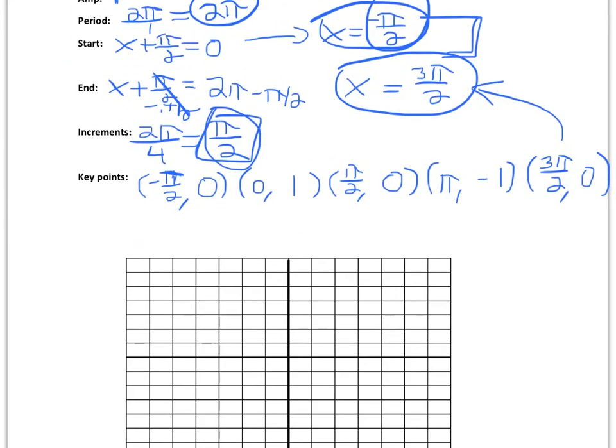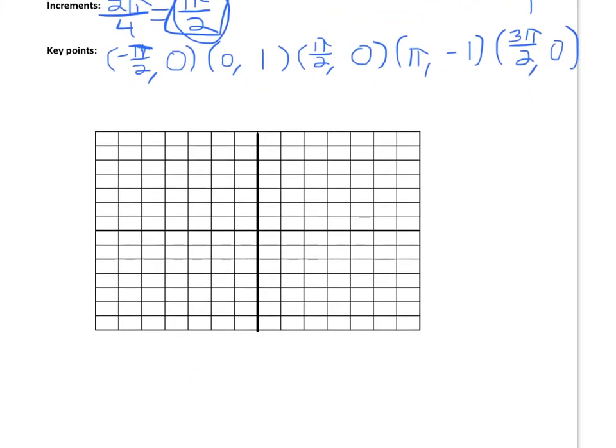Okay, so let's move this down a little bit. Okay, let's label the axes. Let's say this is negative pi over 2, 0. This will be pi over 2. Okay, spacing everything out evenly, we'll say this is pi, and then this last one's 3 pi over 2. So we get negative pi over 2, 0. We got 0, 1. Pi over 2, 0. Pi, we're down at -1, which is right here. 3 pi over 2, we are at 0.